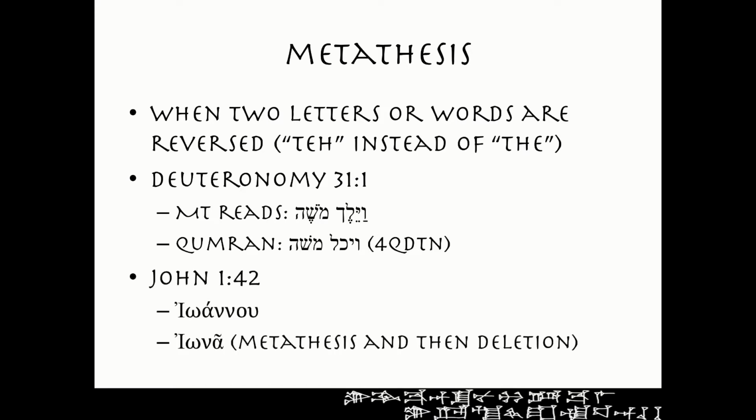John 1:42 we think is another example of metathesis in the New Testament. So Yoanu and Yonah, but you notice here that in Yoanu, the alpha and the nu are metathesized. It appears that what has happened is that after these metathesized, there was a deletion of the omicron and the upsilon on the end of the word, but you see that those letters have metathesized. They've reversed.